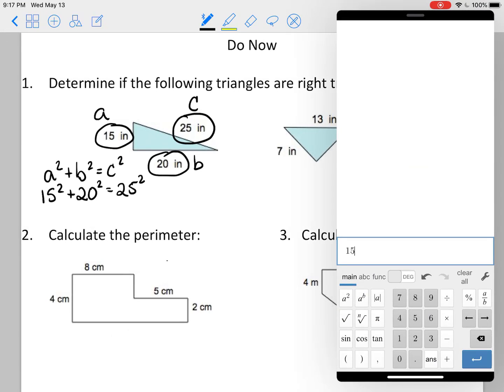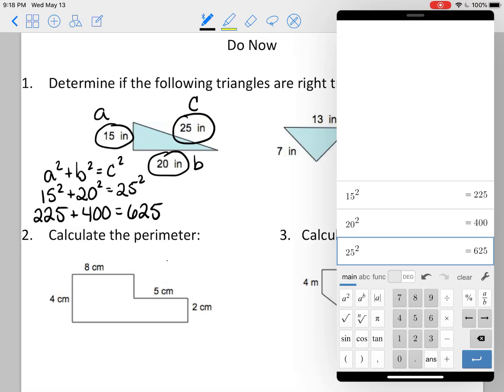Now I use a calculator. 15 squared is 225. 20 squared is 400. And 25 squared is 625. Now we're going to simplify the left. 225 plus 400 is 625. And since this forms a true statement where 625 is equal to 625, this is a right triangle.